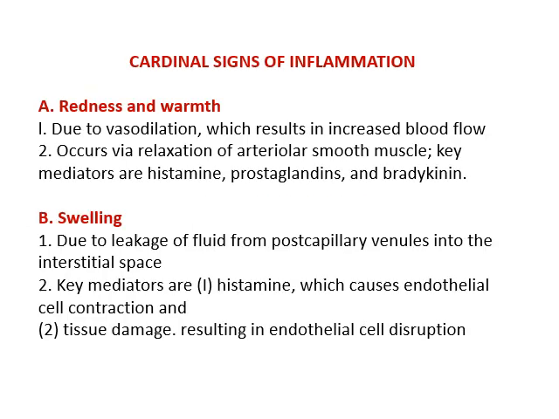So here we have the cardinal signs of inflammation, the most important signs of inflammation. Okay, so يعني العلامات المهمة في inflammation, التهابات. So first we have the redness and the warmth, due to vasodilation, which results in increased blood flow. It occurs via relaxation of the arteriolar smooth muscle. Key mediators are histamine, prostaglandins, and bradykinin.